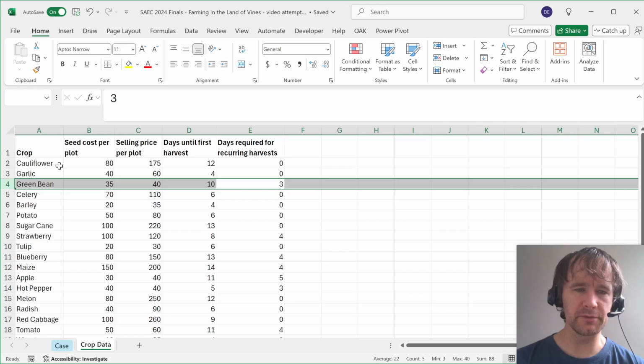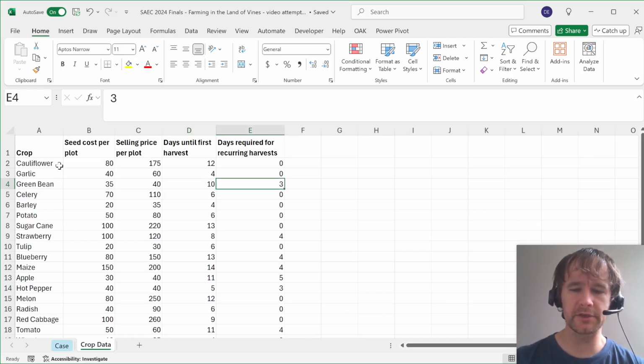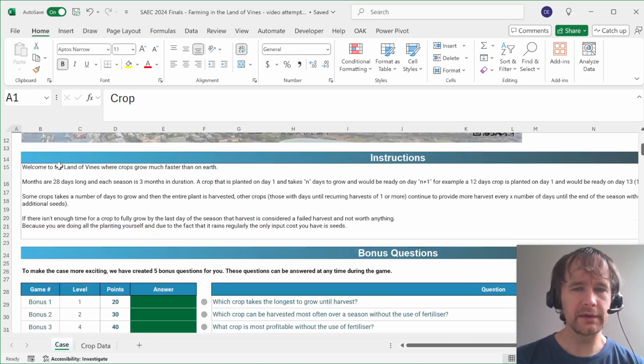And the positive numbers mean that, let's say green beans, you plant it, in 10 days you can harvest it for the first time, and then you can harvest it again in 3 more days, and in 3 more days, and in 3 more days without buying any more seeds. That's basically it. We have a simplified 84-day season.